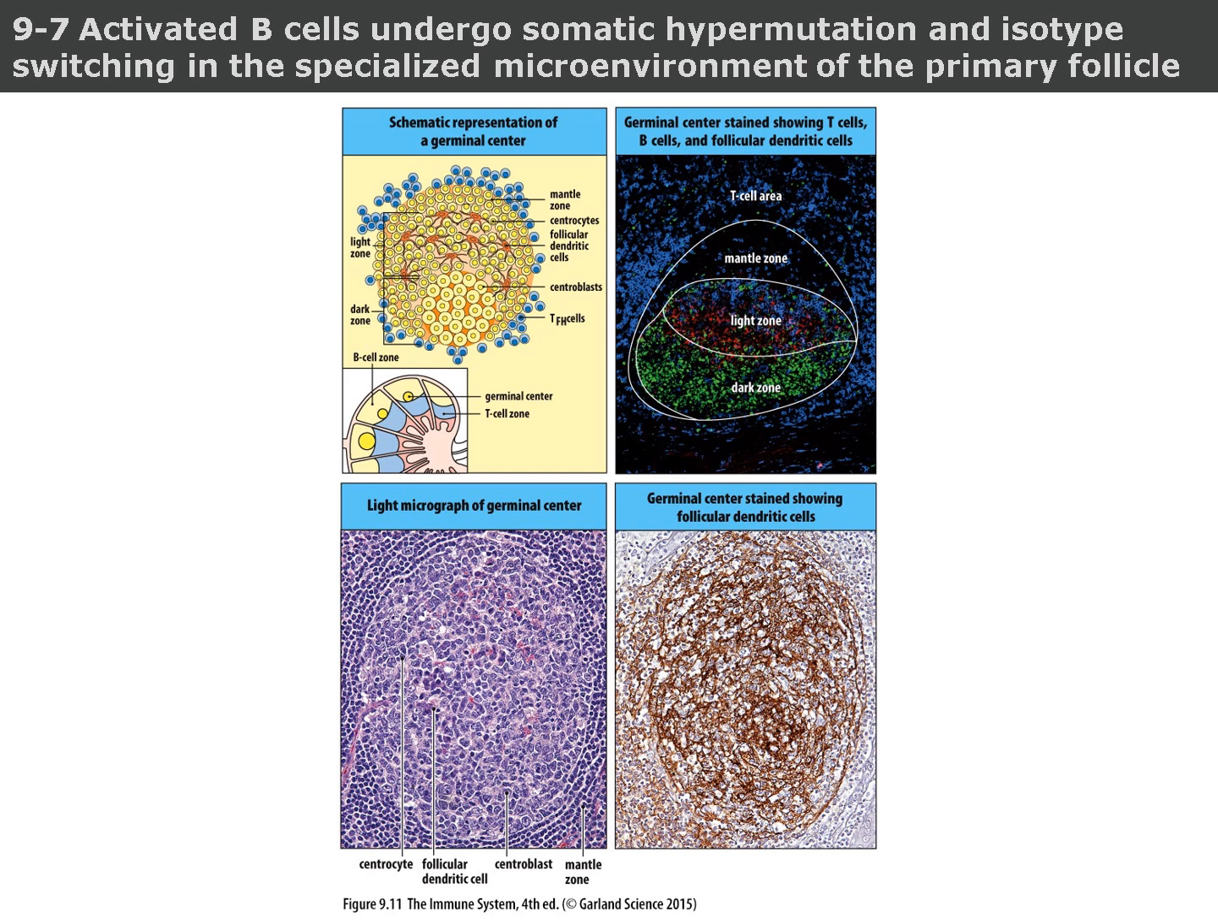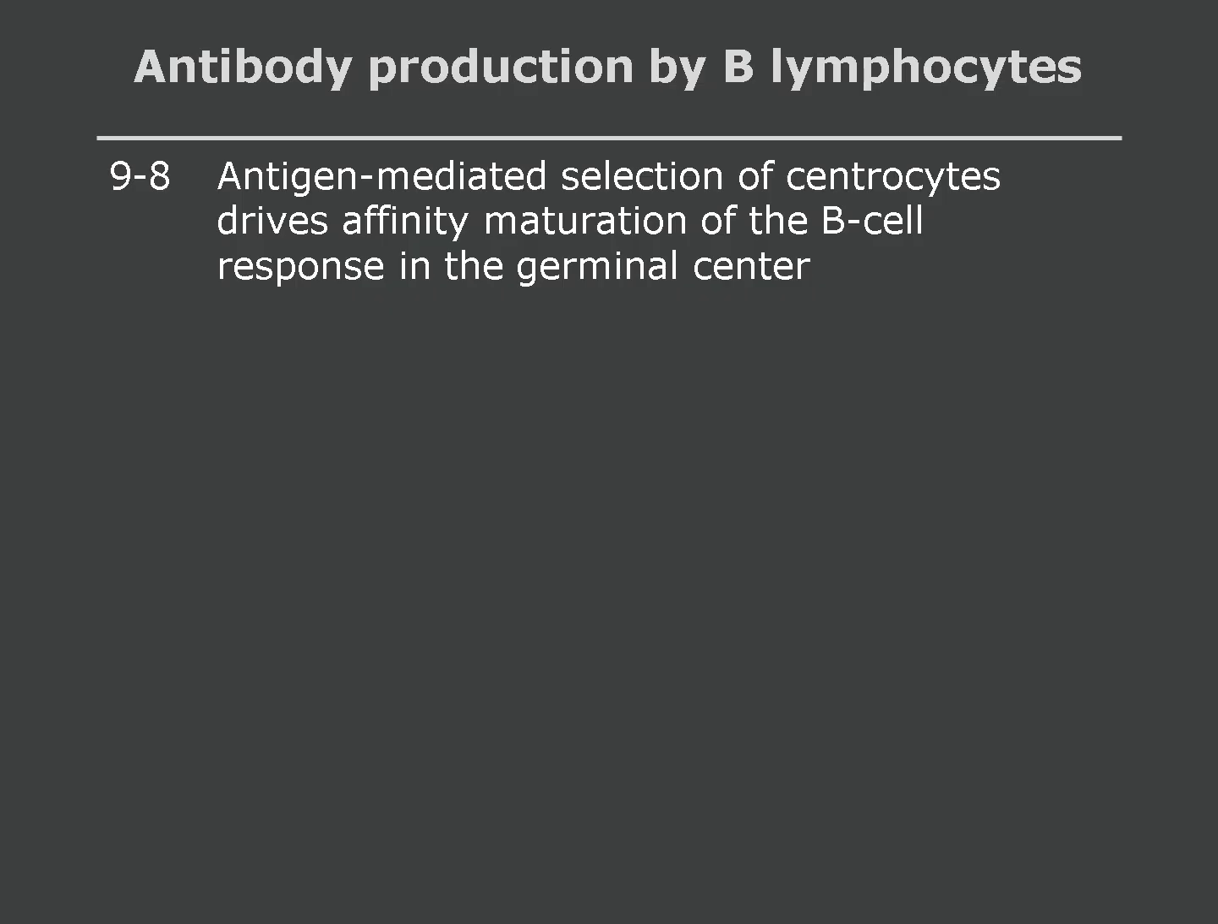Below, the light micrograph on the left shows dense populations of cells in the germinal center, and the image on the right specifically stains for follicular dendritic cells, highlighting their extensive network. This specialized structure supports the refinement of the antibody response, selecting for high-affinity B cell clones while also guiding isotype class switching. Antigen-mediated selection of centrocytes drives affinity maturation of the B cell response in the germinal center.